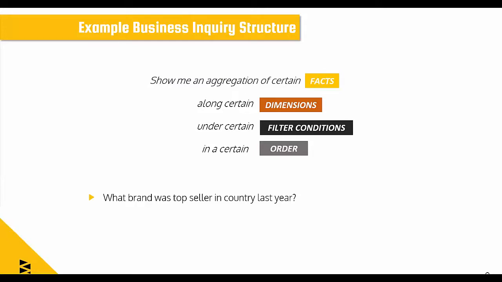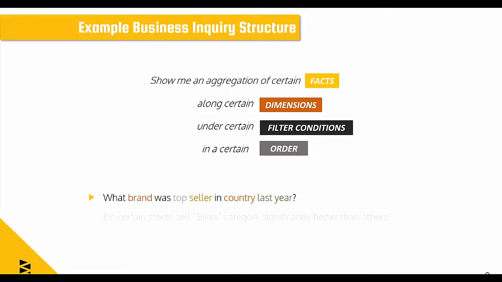Right. Go ahead. Yeah, correct. So as you see, you nailed it. Brand is my dimension. Top is the order. Seller refers to the fact, which is sales. Country is another dimension. And last year is the filter condition.